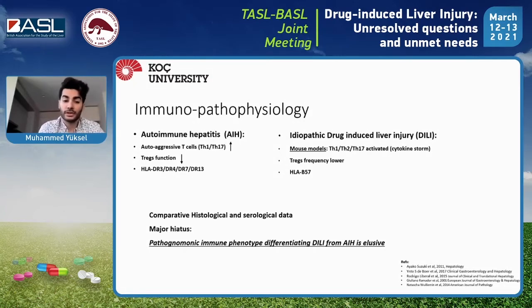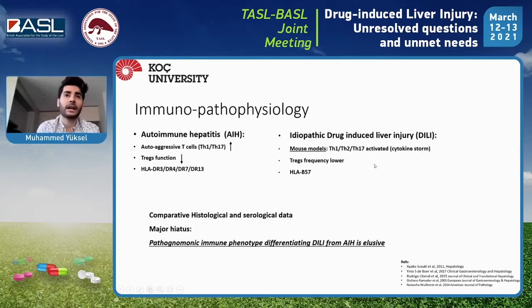Regarding the immunopathophysiology, well, for autoimmune hepatitis, it is actually established that within the liver, there are autoreactive T cells with a Th1, a Th17 phenotype, which then recognize autoantigens and damage the hepatocytes. And this is actually facilitated by Tregs with an impaired immunoregulatory function. Furthermore, AIH is strongly associated with MHC class II molecules, such as HLA-DR3 and so on.